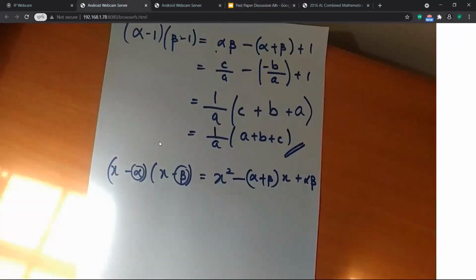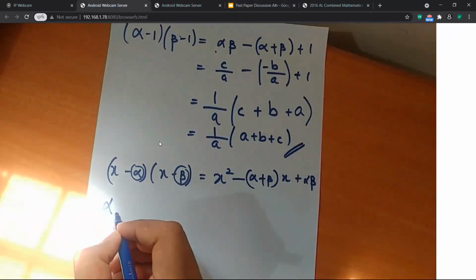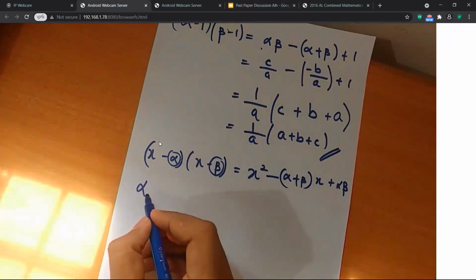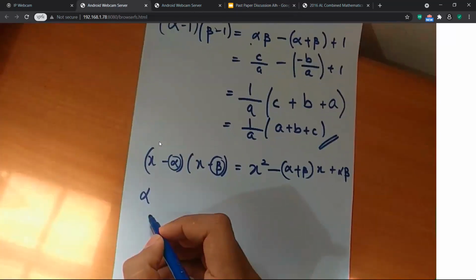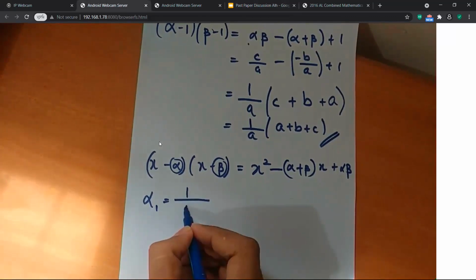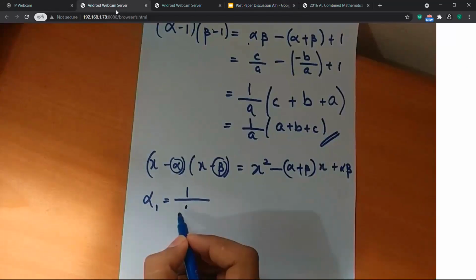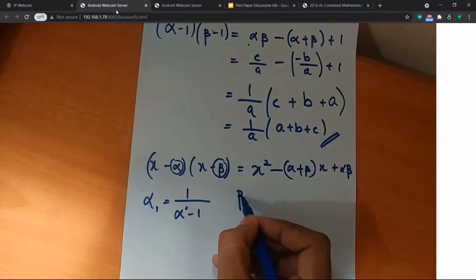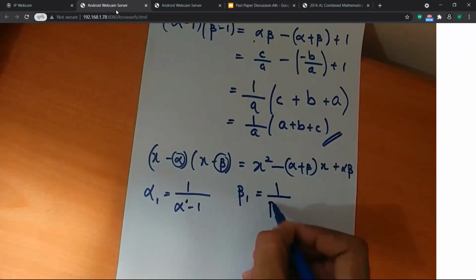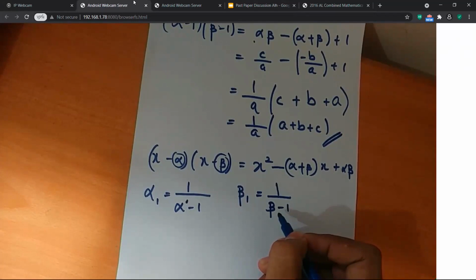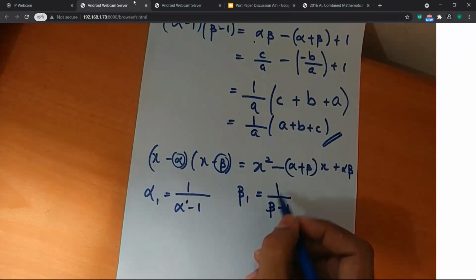So what do we know? It's the same thing. Now instead of alpha, let's call this new root alpha 1. Okay. So alpha 1 is 1 over alpha minus 1, right? Let's call the next root beta 1. That is 1 over beta minus 1. So what we need is the addition of these. In the previous one we got alpha plus beta and alpha beta. So we need the addition of these and the multiplication of these two.